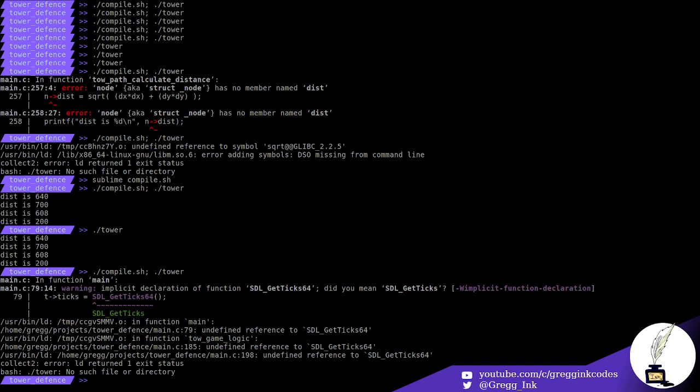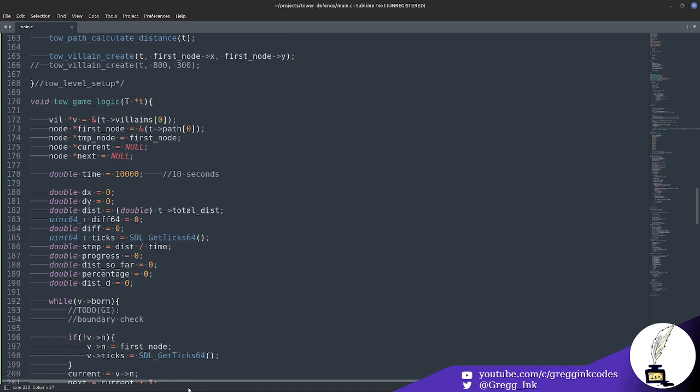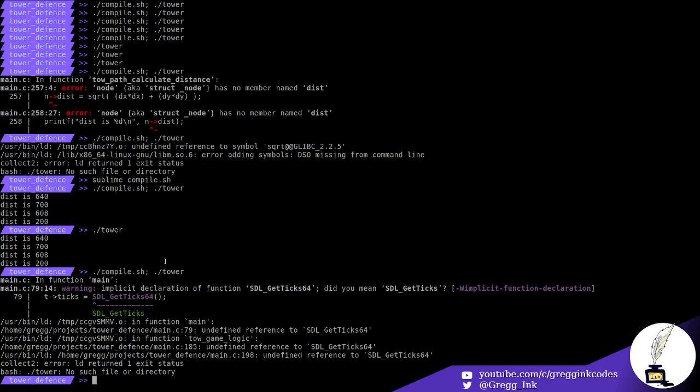Oh, come on. You're joking. Okay, I'm using an older version of SDL. Goodness sake, I'm using an older version of SDL. I'm not upgrading it now. I'm just not. It's going to have to do. By the way, that's a UN32. Okay.